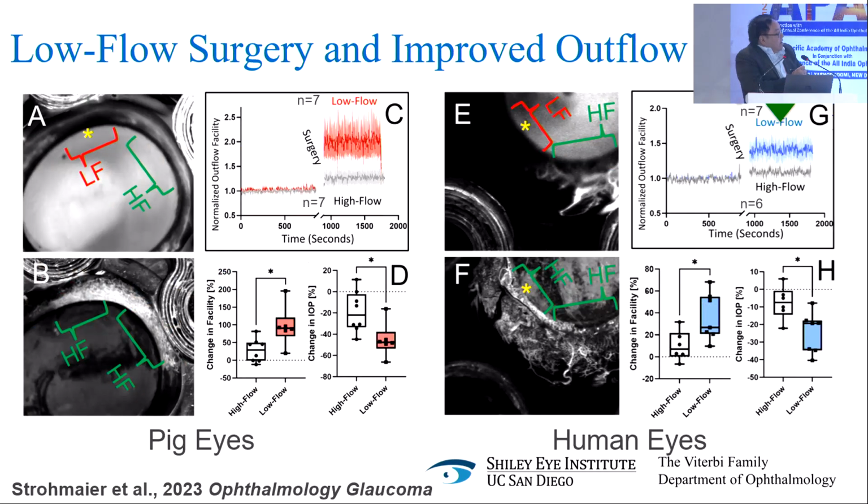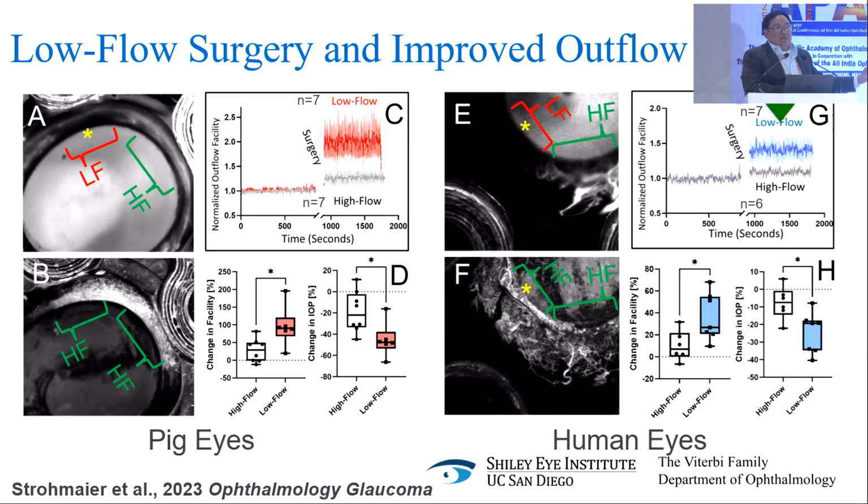And so here we have pig eyes and human eyes, and you see at baseline facility is stable. When we do the trabecular surgery, the ablation here, facility always goes up, aka resistance goes down, but the low flow surgery location is so much better. Here's data on box and whisker plots. If surgery is in a low flow region, you get greater increase in facility, greater decrease in IOP. So this became the first quantitative clue that targeted surgery could make a difference.